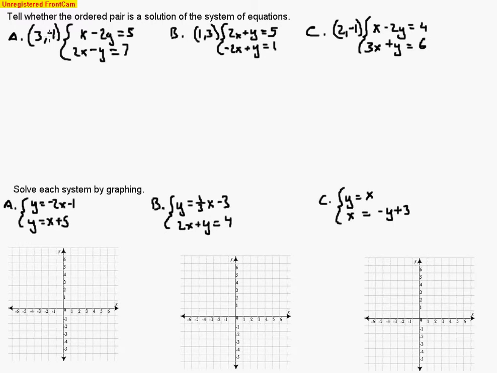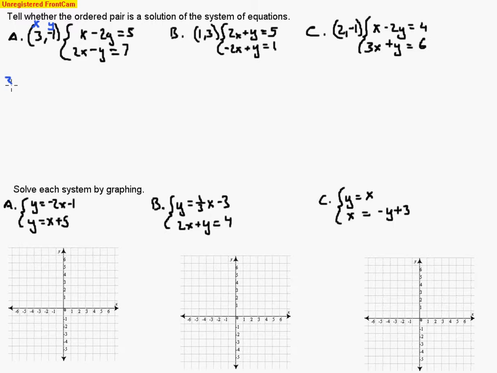So this point, if it is a solution of the system, which means both equations here, that means it will work. If we substitute 3 in for x, negative 1 in for y, we should get it to equal 5. But it should also equal 7 when we put it into the other equation. So let's try it. So I'm going to take the x value and the y value and substitute it into both equations. And I'll do them at the same time.